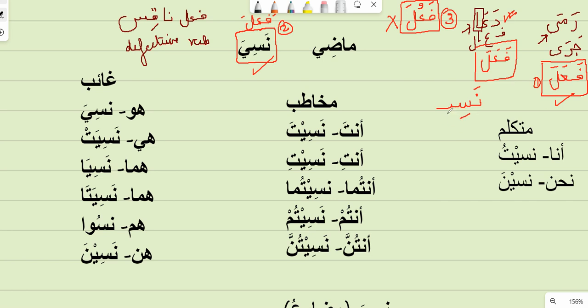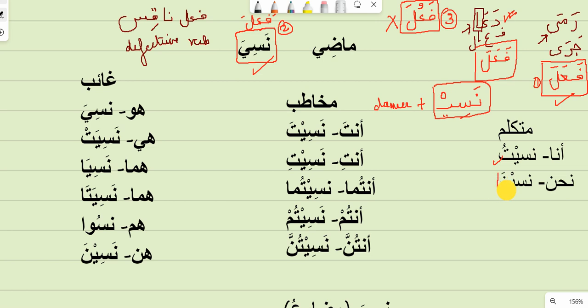So we have na, si with the ya sukun, and then all the past tense damir will be added with this stem. So know that the stem is nasi. We have the three letters, but the last letter is with sukun. It's easy.